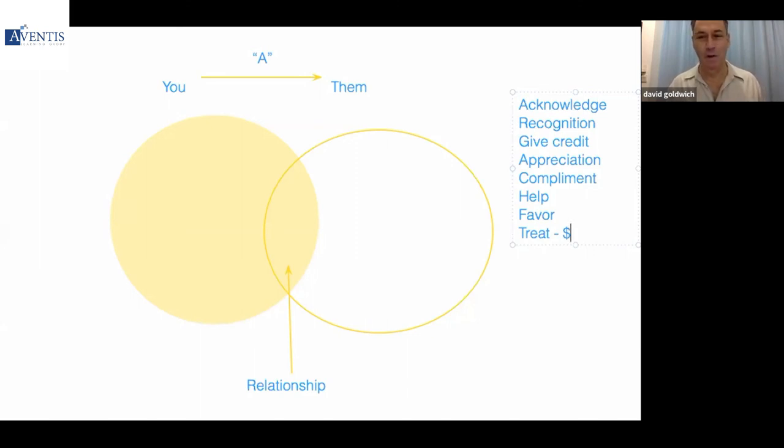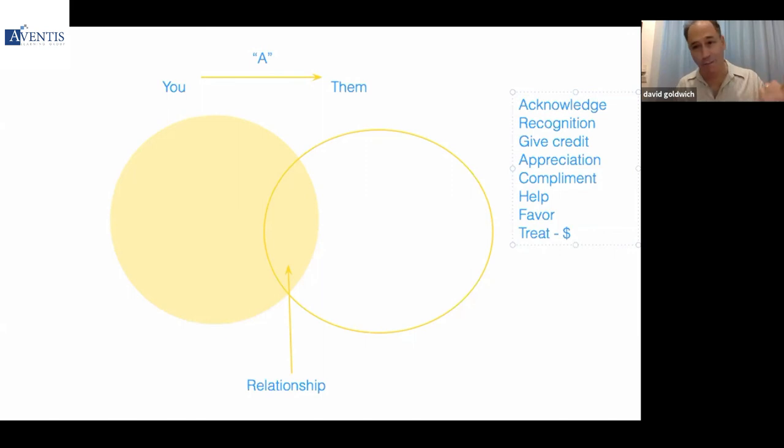They're all free. And do they require any special skill to give credit, to acknowledge, to compliment? Do any of these take a lot of skill, or any skill really? No, we can all do them. Do they take too much time? Well, you know, giving recognition, that takes all day. I can't do that. No. So let's summarize. It's easy to do and no skill required.